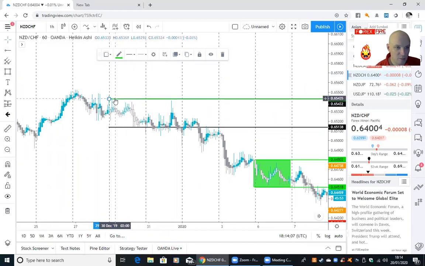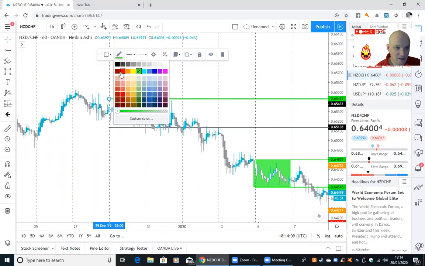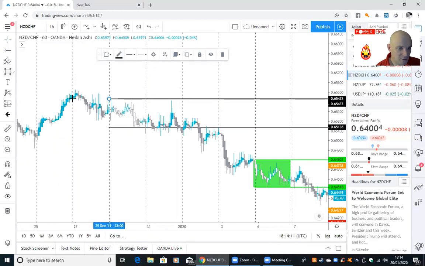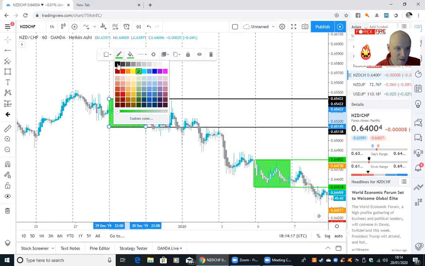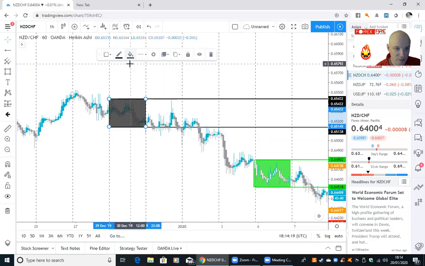We need to get this on black. Black. And one last time. Let's give that a square. Session break to session break. Black and pink and black. So, guys, let's have a look.